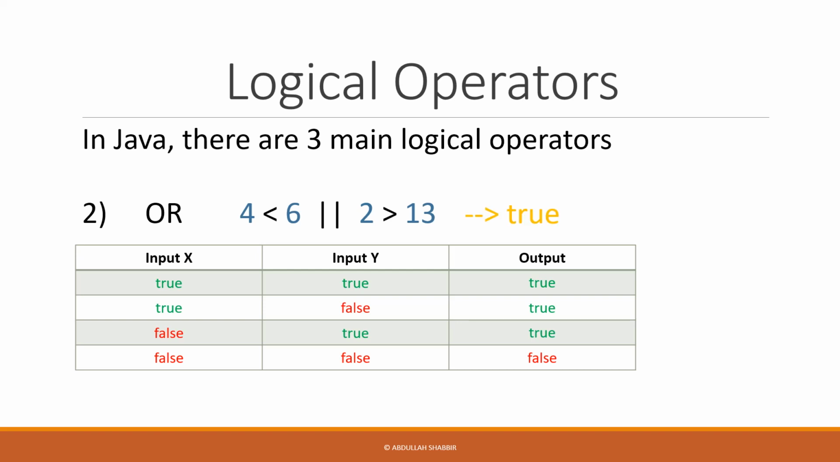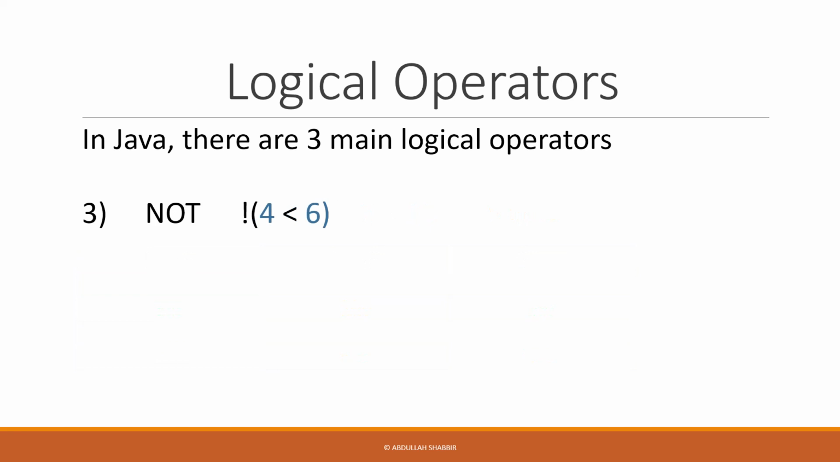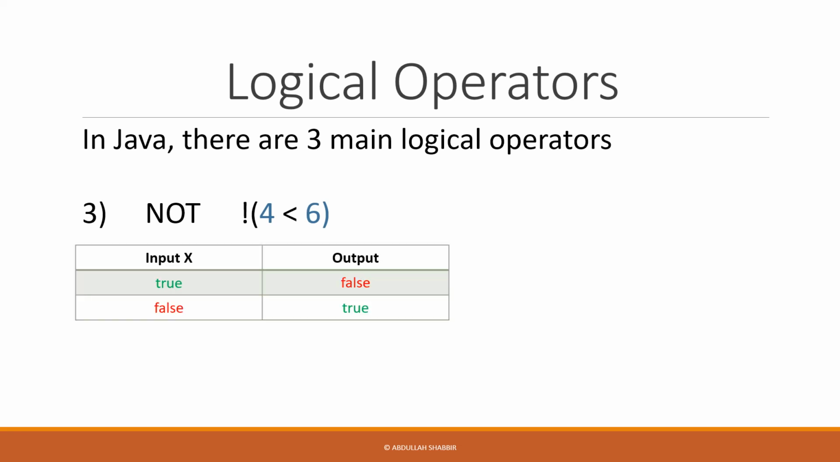And finally, the NOT operator works on one test at a time and negates whatever value it is applied to, which means that it turns a Boolean value or expression into its opposite value. So for example, saying not 4 less than 6 is the same thing as saying not this true expression, and not true is equivalent to false, which this expression evaluates to.